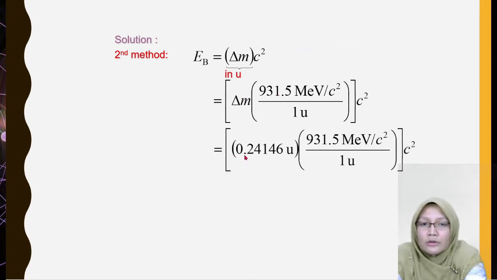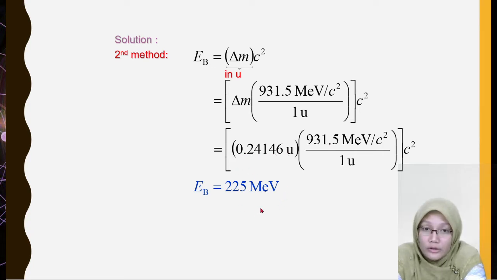Okay, so delta M sama 0.24146 U. Okay, 931. So boleh cancel ni. C squared pun boleh cancel out. Ni boleh cancel, ni boleh cancel, ni cancel. So maksudnya 0.24146 kali dengan 931.5. So dapatlah 225 mega electron volt.